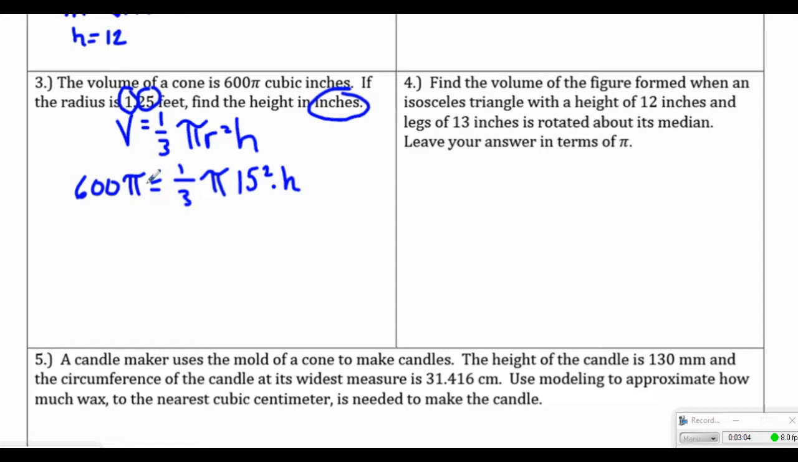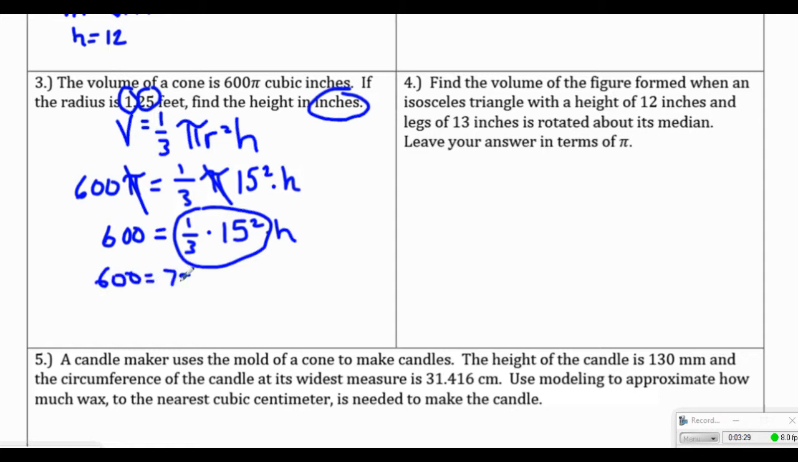At this point, you want to solve for h. Well, if you divide both sides by pi, the pi's will just cancel out, and you're going to be left with 600 equals 1/3 times 15 squared times h. In the calculator, I'm just going to type 1 divided by 3 times 15 squared, and I get 75. So 600 equals 75h. Divide both sides by 75. Okay, now let me type this in here. 600 divided by 75 is 8. So our answer is 8 inches for the height.